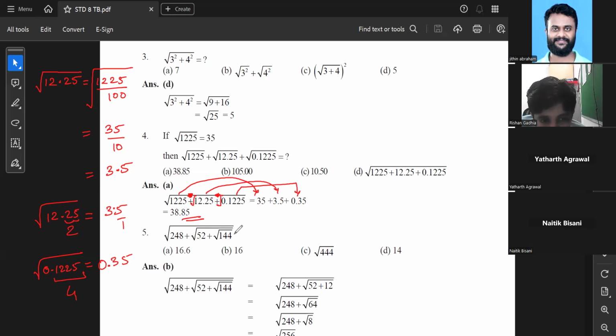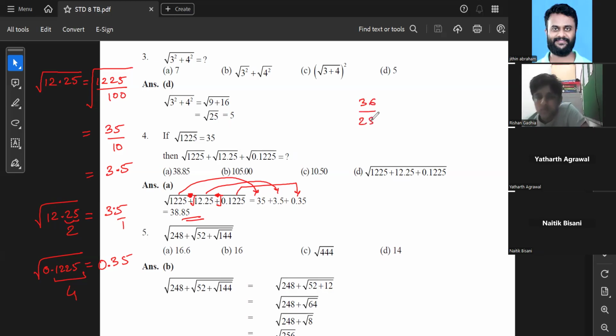Sir, you said for division, perfect squares division. But if we take 36 upon 25, then we will get 6 upon 5, which means it doesn't happen. Fractional perfect square it is.